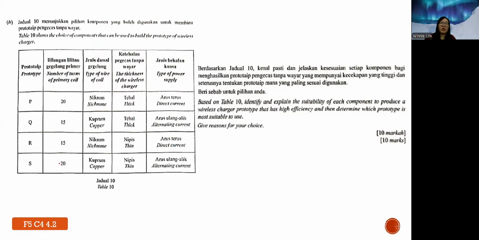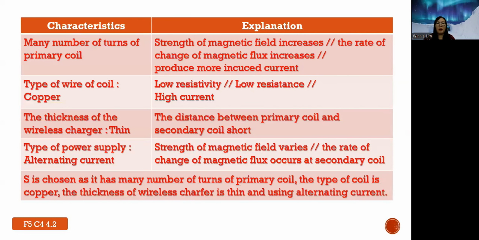So the primary coil generally needs more turns. Why? Your strength of magnetic field increases, and the change of flux is increased as well, hence producing more induced current. Copper, like teachers say, has low resistance, low resistivity, so then you have more current. For the wireless charger, it should be thin, so the distance between the primary coil and secondary coil is short, with reduced flux leakage.